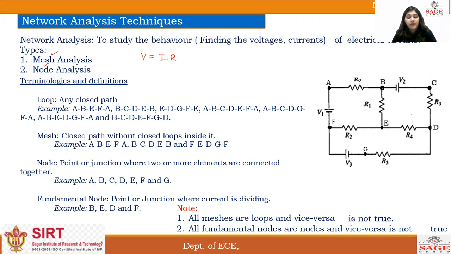And whenever I speak about node, suppose this is the node. Whenever I write an equation for nodal analysis, I will be writing the difference between two nodes divided by the resistance between the two nodes. And we know that I is equal to V by R. So for mesh, we will write a voltage equation, and for node, we will write a current equation.